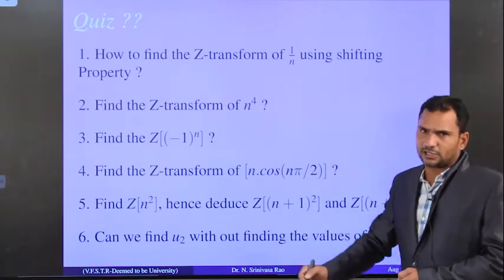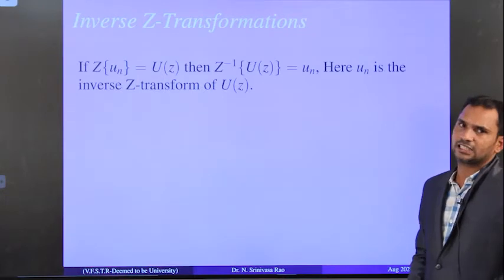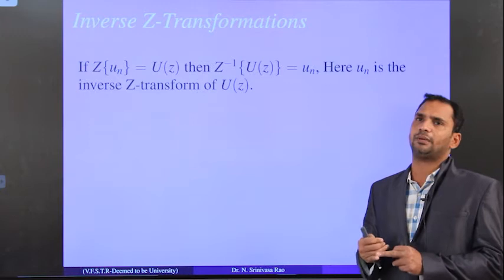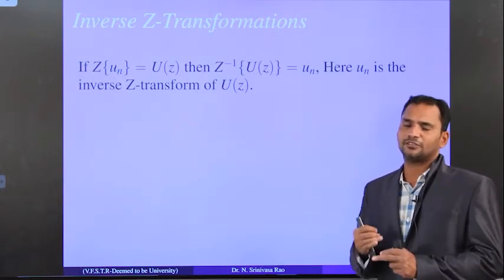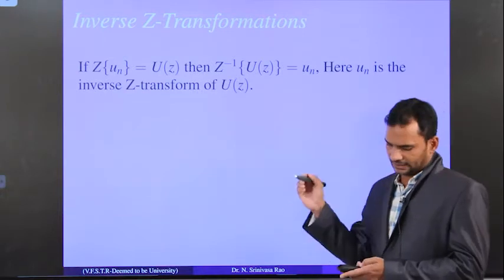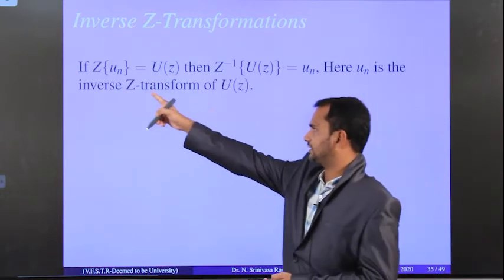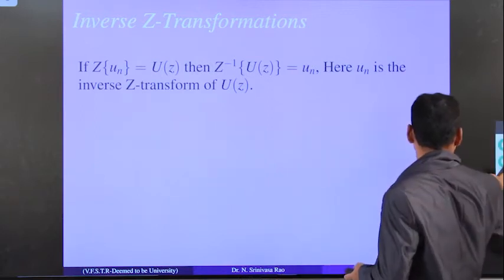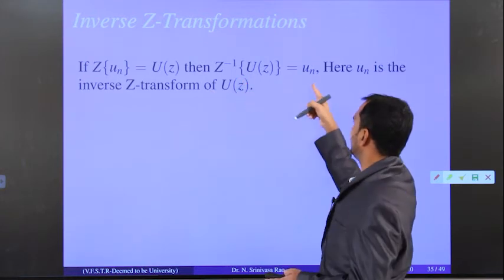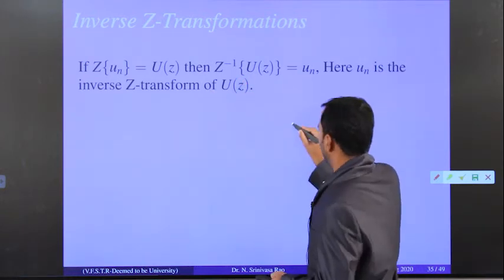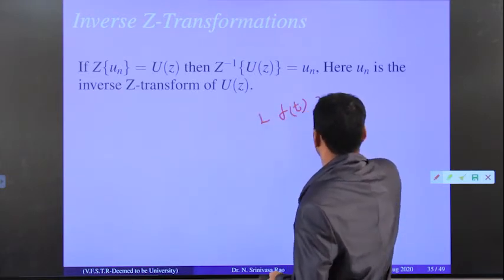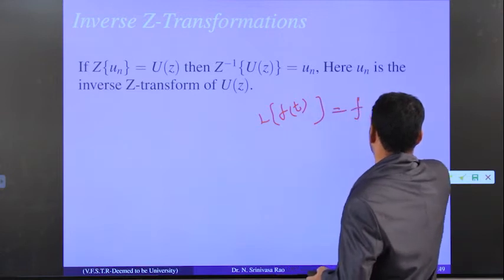Now we will go for the next concept, inverse Z transformations. So like in the Laplace transform, what we did is, first we found Laplace, then we shifted to inverse Laplace transform. Okay. Now the statement is same, similarly like Laplace transform. If Z of u n is u of z, then Z inverse of u of z is u n.